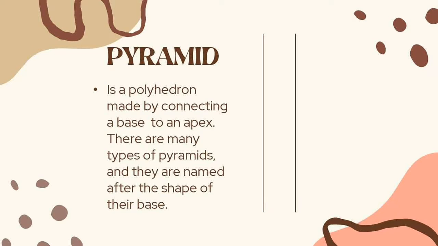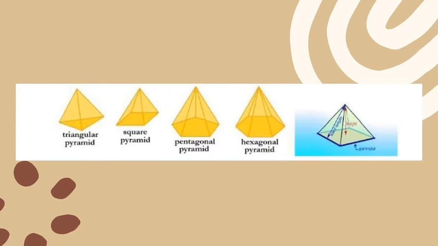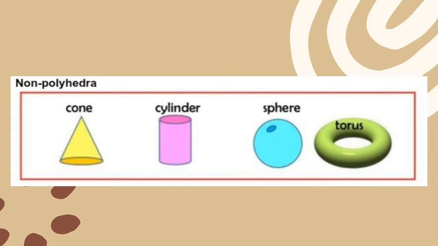So, moving on to the pyramid. A pyramid is a polyhedron made by connecting a base to an apex. There are many types of pyramids, and they are named after the shape of their base, which are triangular pyramid, square pyramid, pentagonal pyramid, and hexagonal pyramid. For the non-polyhedra, we have here the cone, cylinder, sphere, and torus.